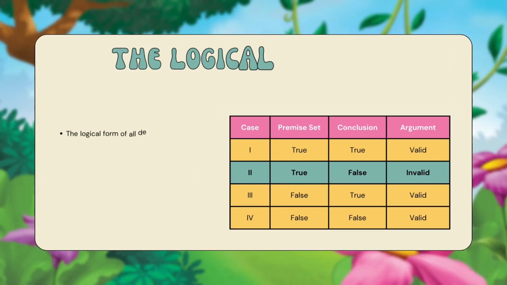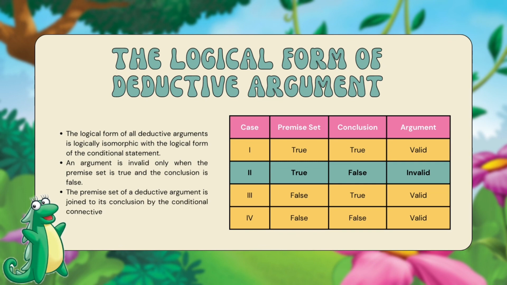With this, we can now discuss the logical form of all deductive arguments. The logical form of deductive arguments is logically isomorphic with the logical form of the conditional statement. Let us compare the previous table with the table of validity for judging whether an argument is valid or not. An argument is invalid only when the premise set is true and the conclusion is false.